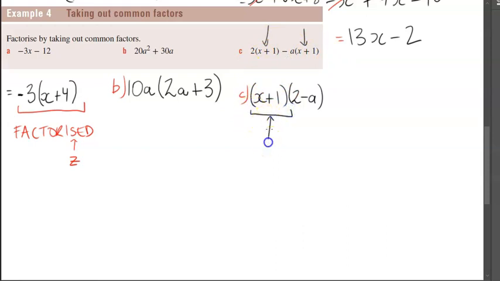So if you want to write that as common factor, this is a common factor. And what's left is just the 2 and the minus a. And that's our simplified version. That's it for this set of questions.